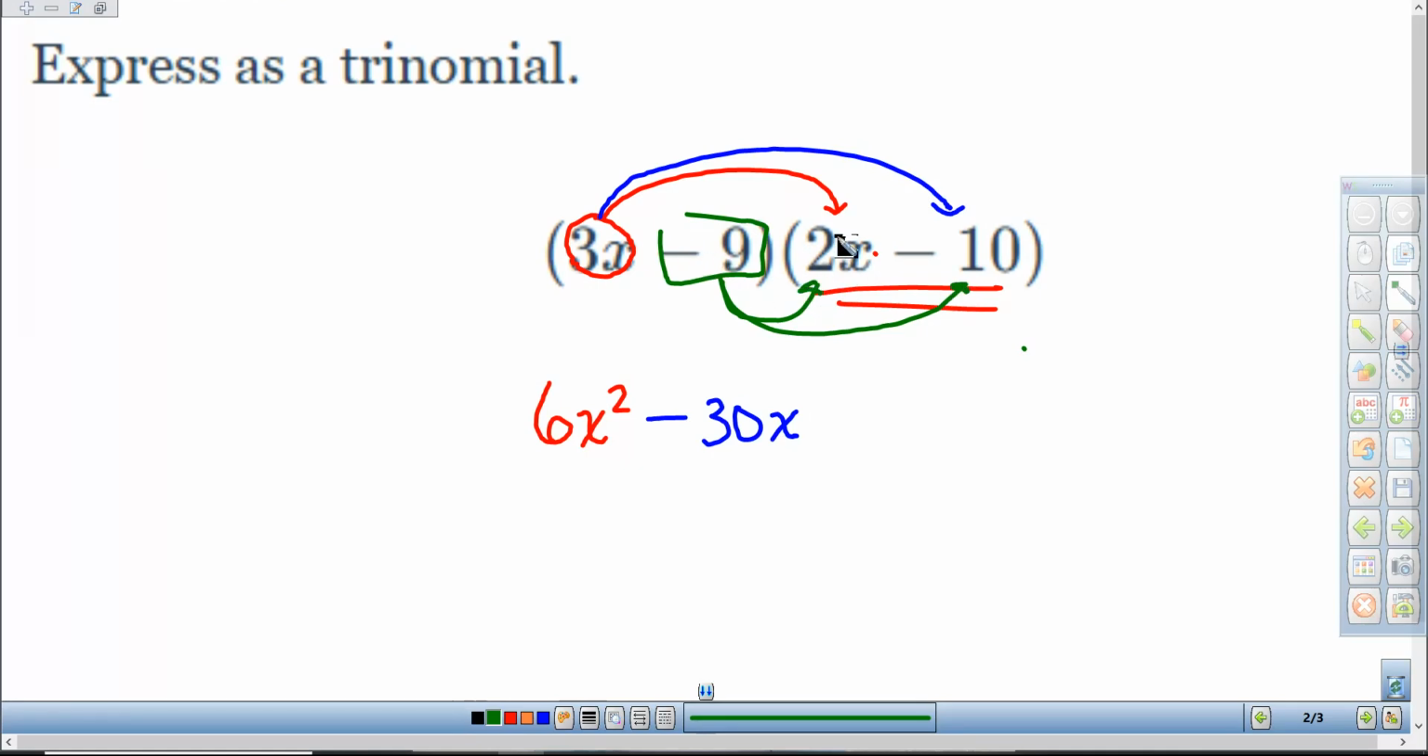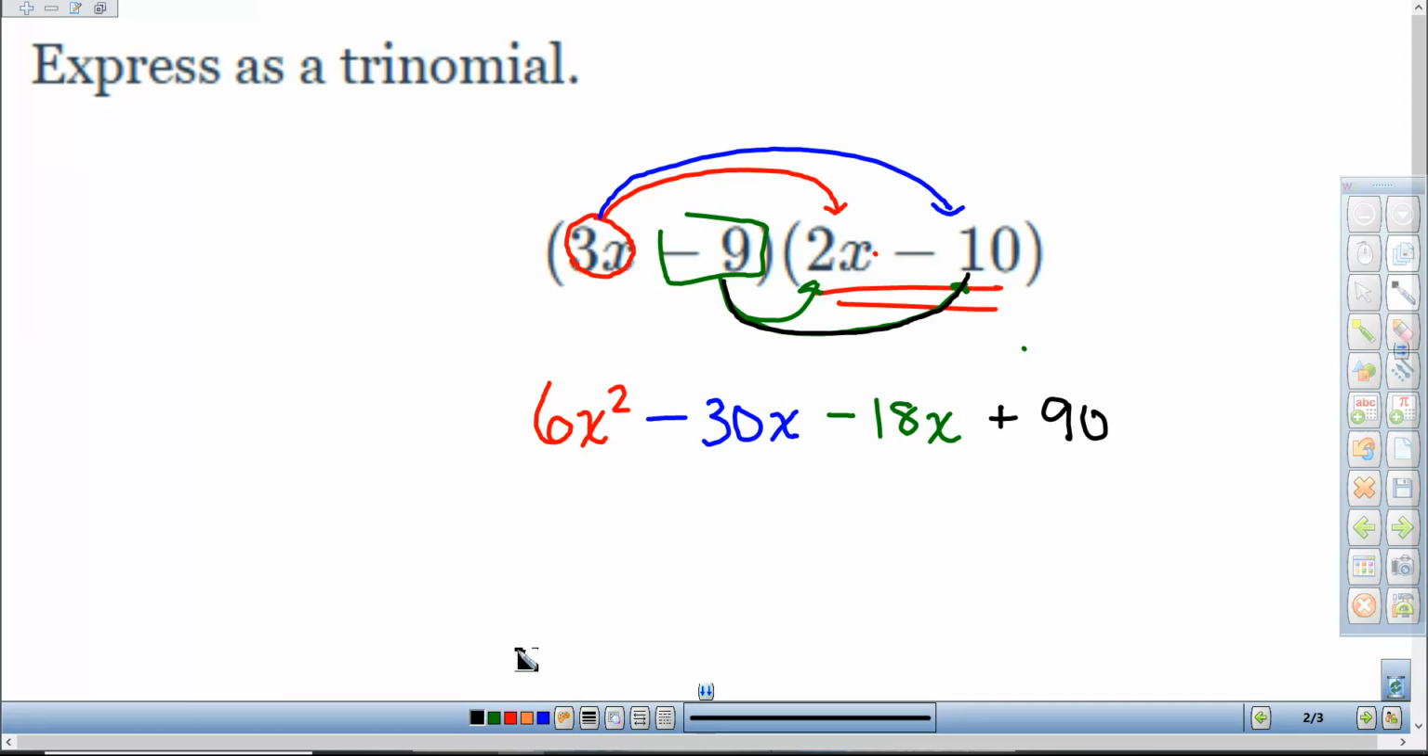If we do negative times this positive, we'll get a negative. 9 times 2 is 18. This term still has the x, but only to the first power then. And our last one is the negative 9 times the negative 10. A negative times a negative is a positive, and 9 times 10 is 90. I have my 4 terms.